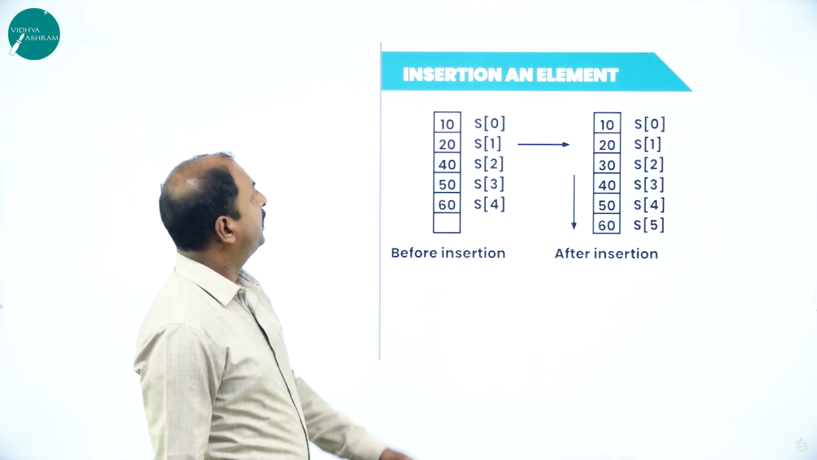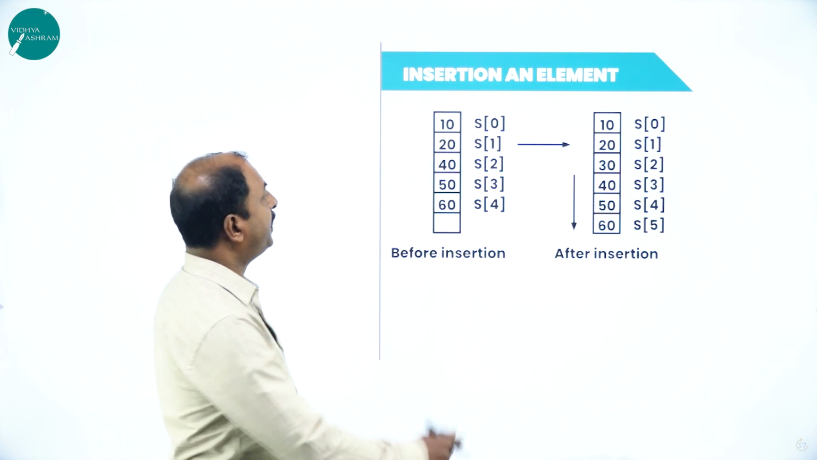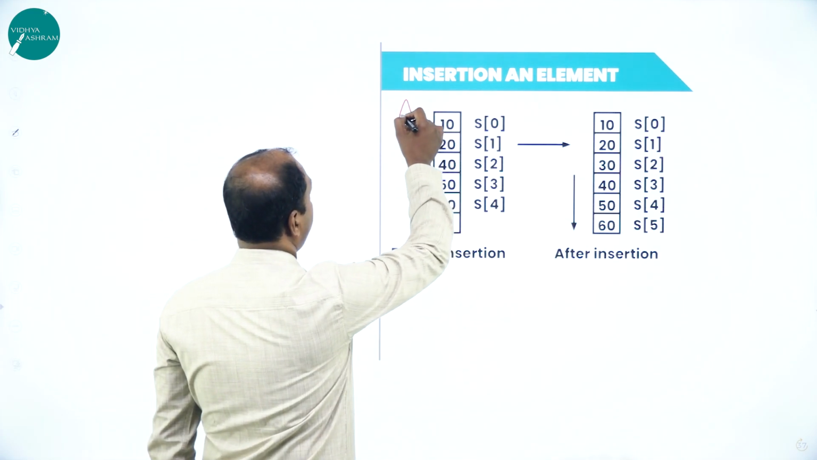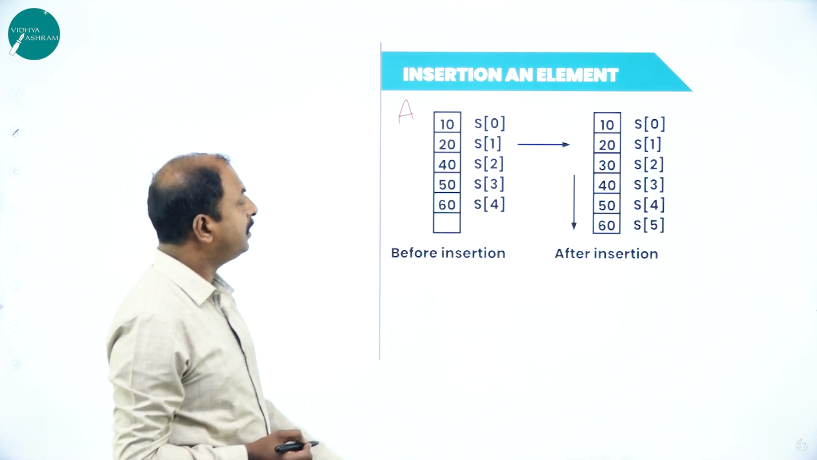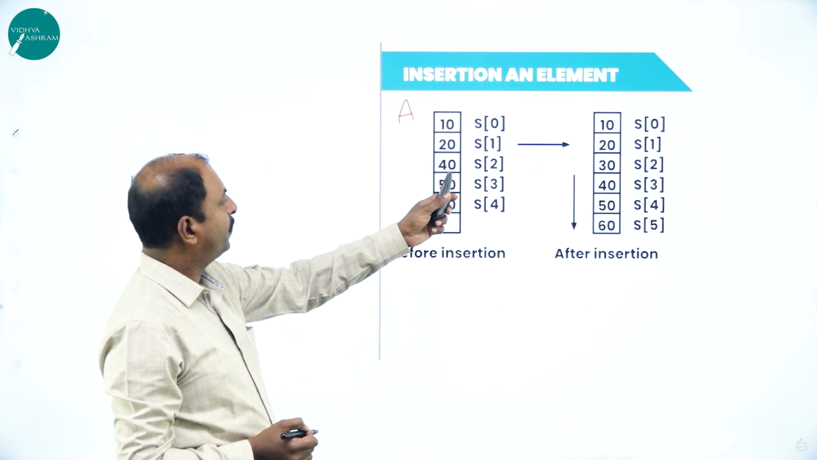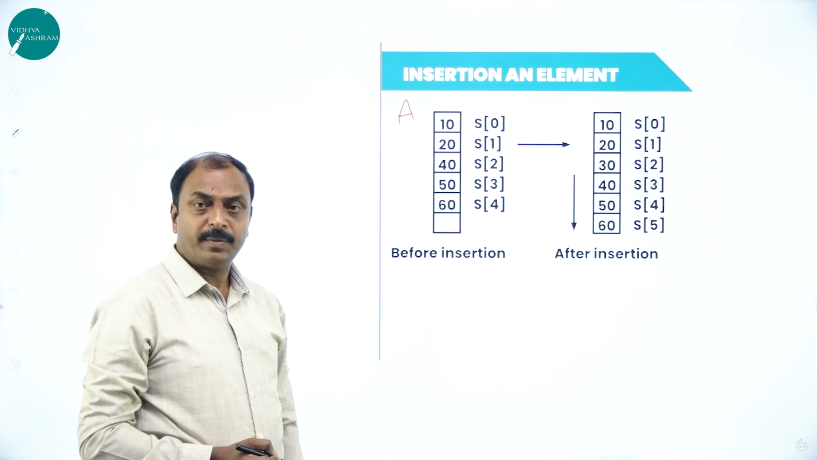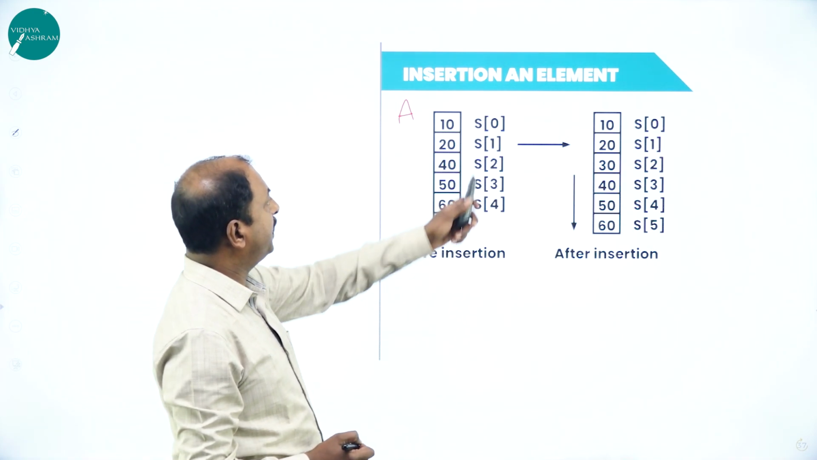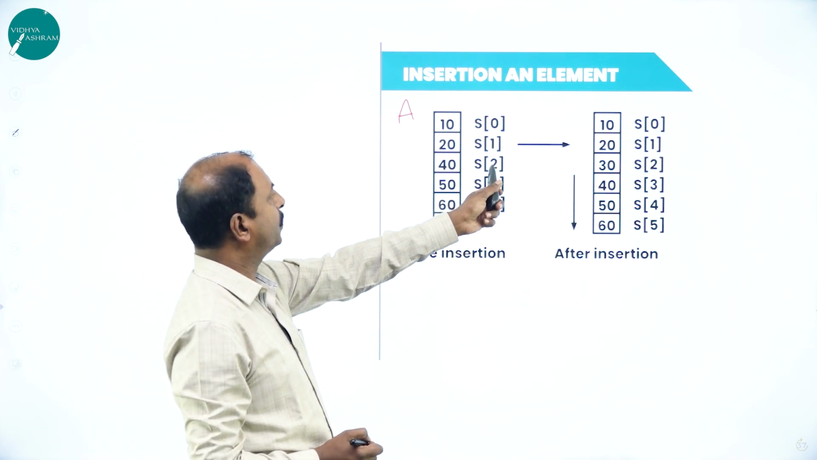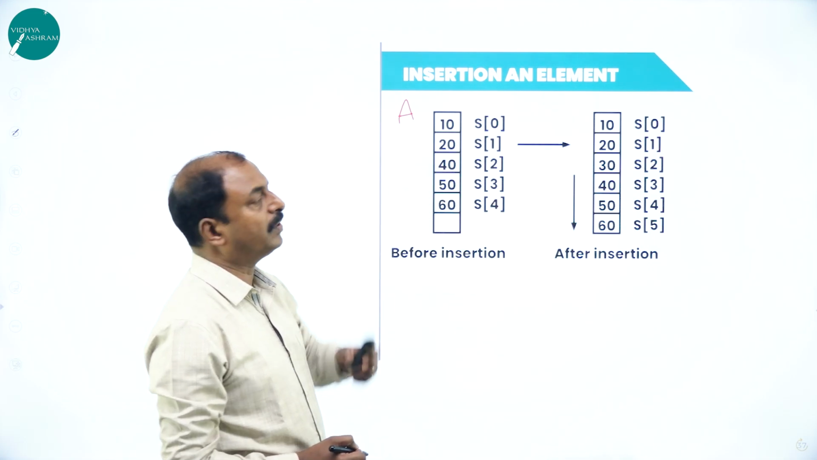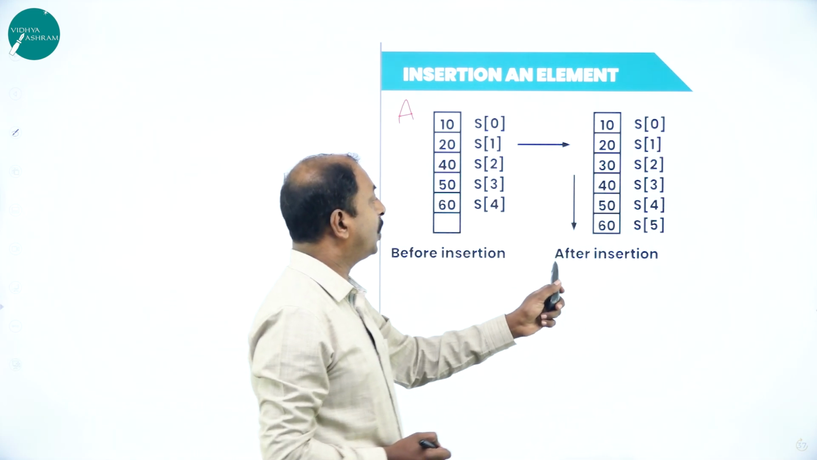For example, here is an array. Let A be an array. Here 10, 20, 40, 50, 60 are the elements of the array, and here the indexes are S of 0, 1, 2, 3, 4. Here S is the name of the array. And here this is after insertion.